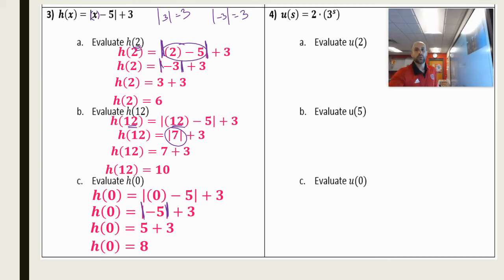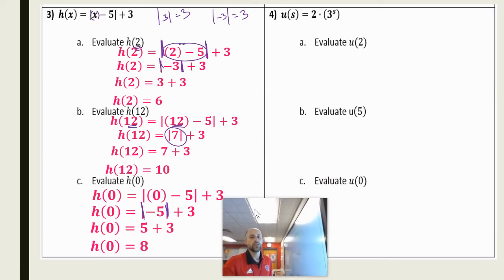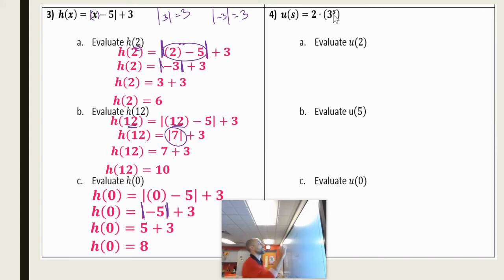Number 4, we are dealing with an exponential function. The variable, notice, right up here, is in the exponent. So make sure it looks like it's in the exponent. Same process though. This is the input. So in place of that exponent, I'm going to place a 2. And then order of operations. Exponents first, and then multiply.